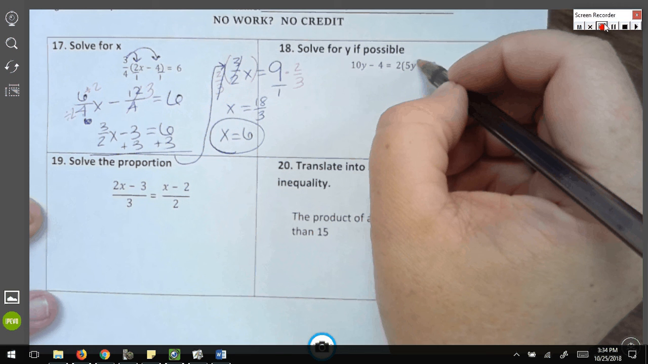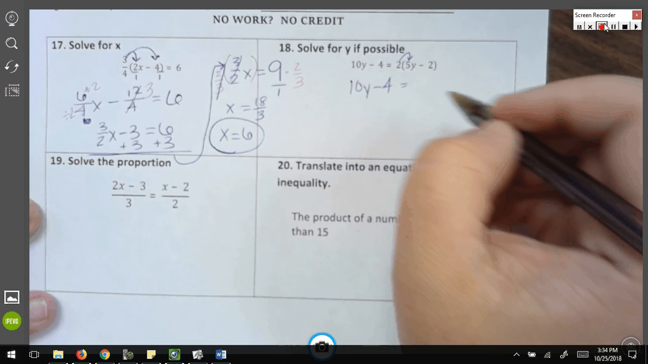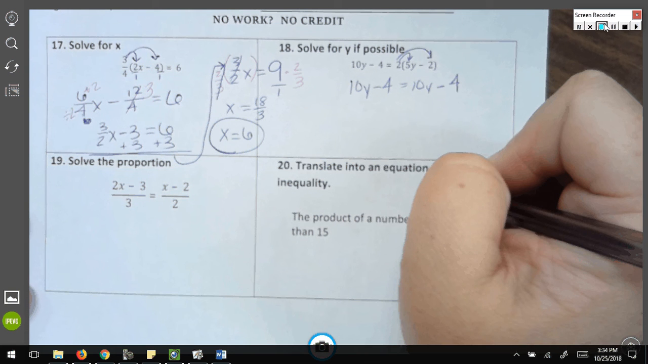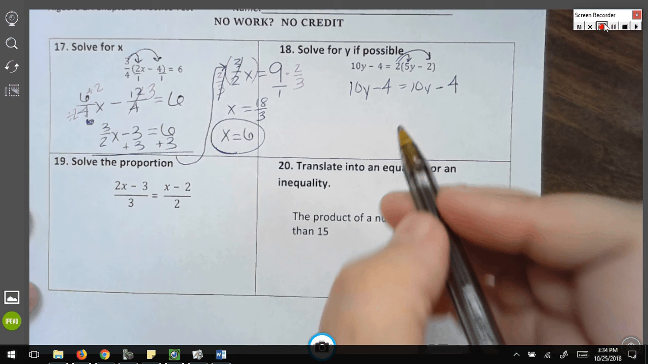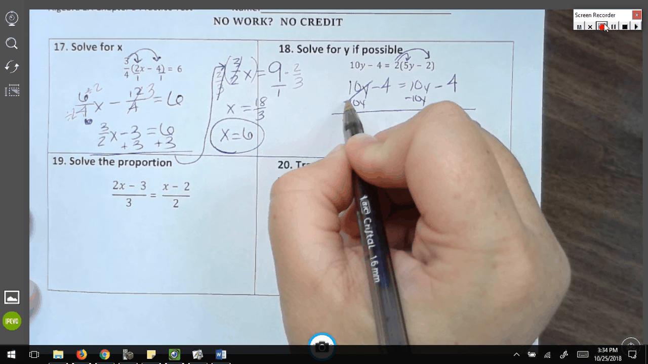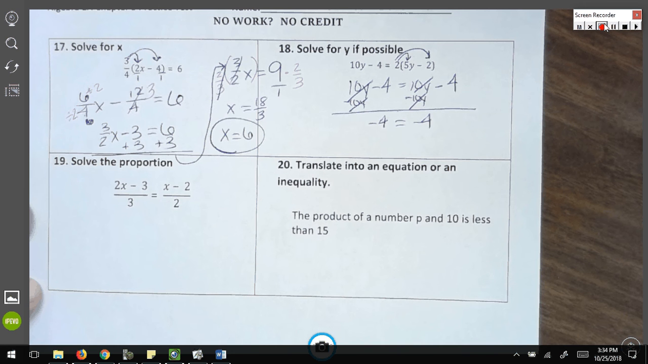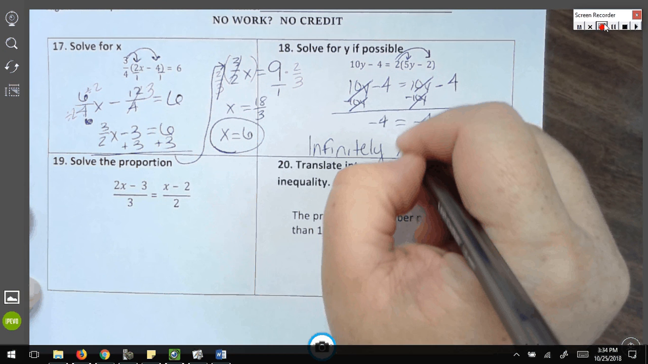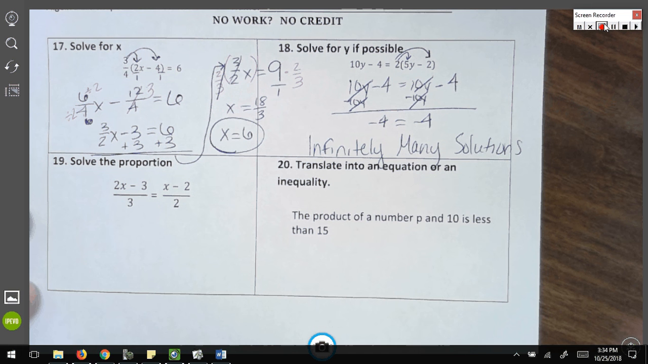Again, the parentheses, so what I'm going to do is distribute that 2 through. 2 times 5y is 10y. And 2 times negative 2 is negative 4. I need to get my y's together, so what I'm going to do is subtract 10y on both sides. I get negative 4 equals negative 4. So because that's a true statement and my variables are gone, this means there are infinitely many solutions.